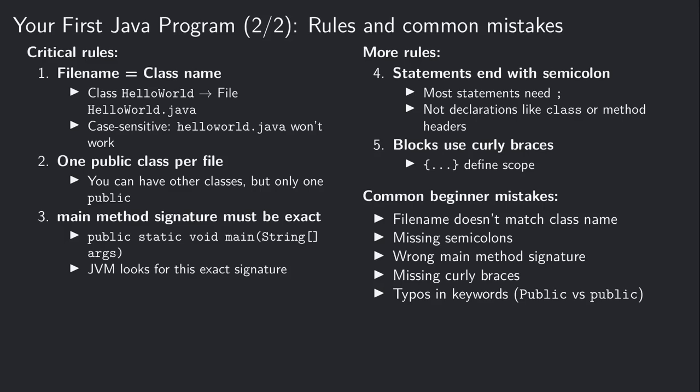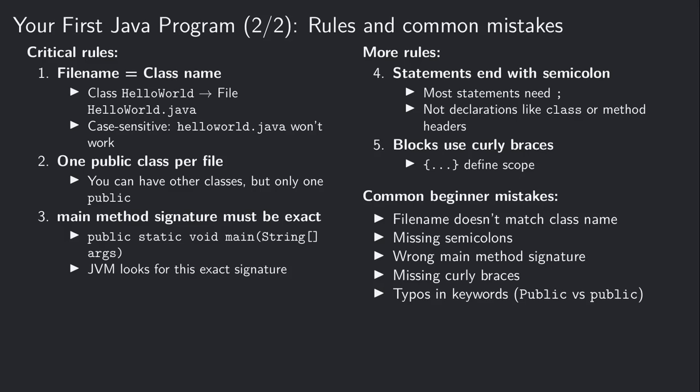Second, one public class per file. You can define additional helper classes in the same file, but only one can be public, and the file name must match that public class. This rule shapes how Java projects are organized as they grow. Third, the main method signature must be exact. If you misspell it, change the parameter type, or remove static, the JVM doesn't guess. It simply can't find the entry point, and you get a runtime launch error.